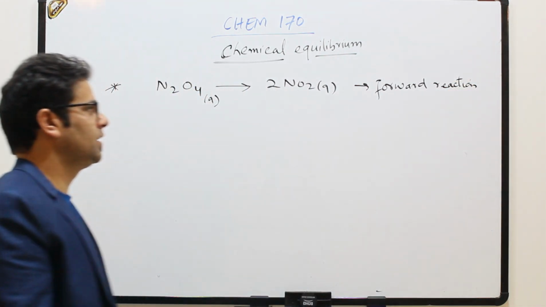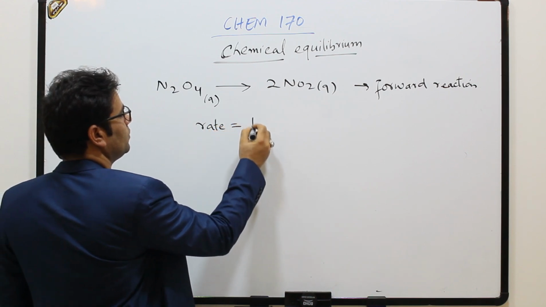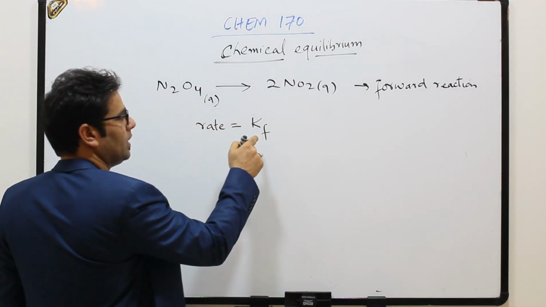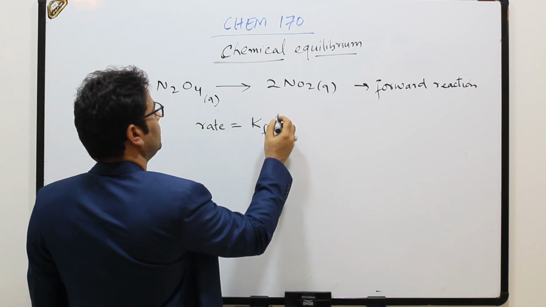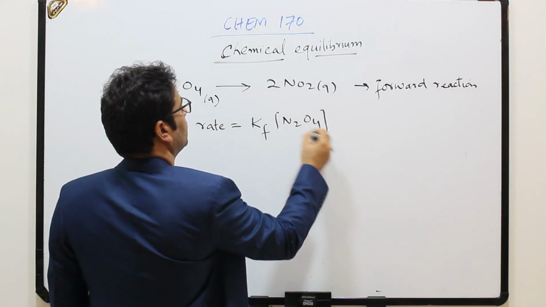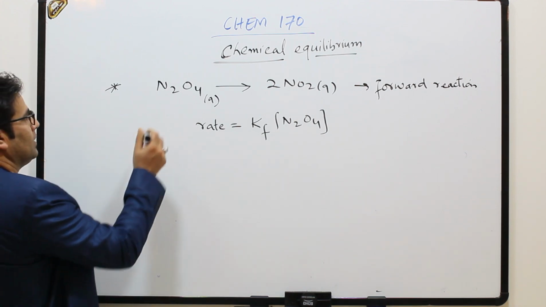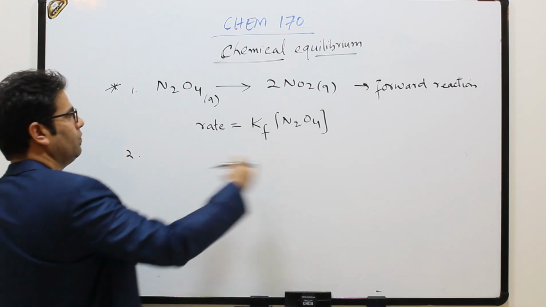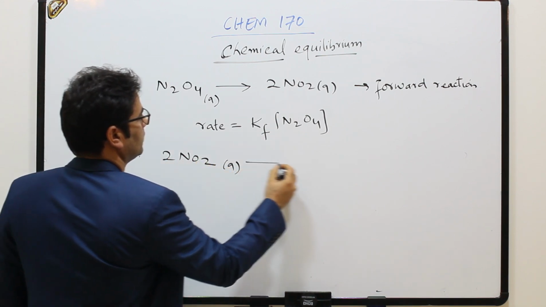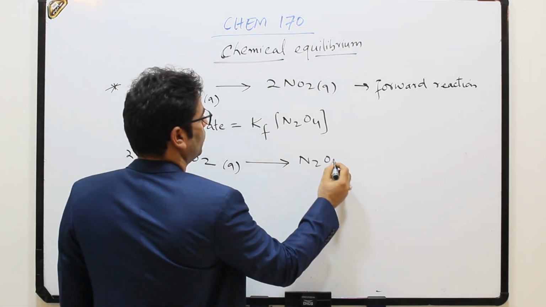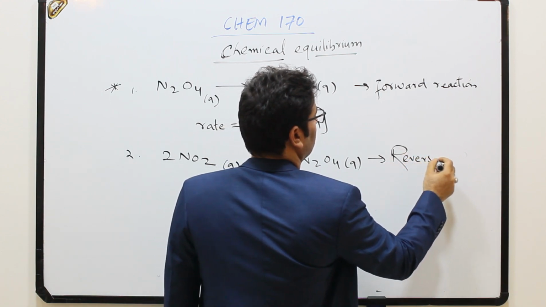If it is the forward reaction, what will be the rate of forward reaction? Rate of forward reaction is equal to Kf. What is K? Equilibrium constant. F means forward reaction. So it is the equilibrium constant of the forward reaction. So it will be N2O4, you know, rate is directly proportional to reactants. Now second step. Step number 1, step number 2. If we now go for the reverse reaction, 2NO2 gas will give N2O4 gas. So this is the reverse reaction.